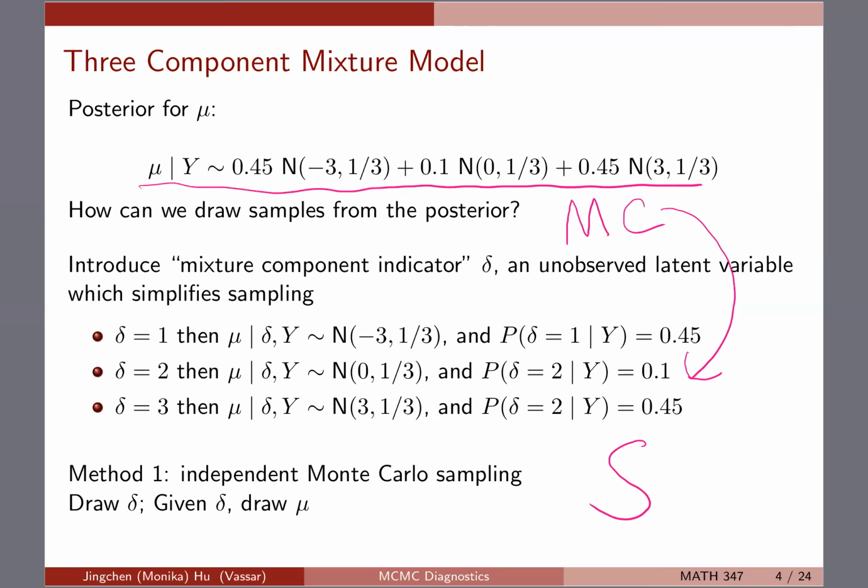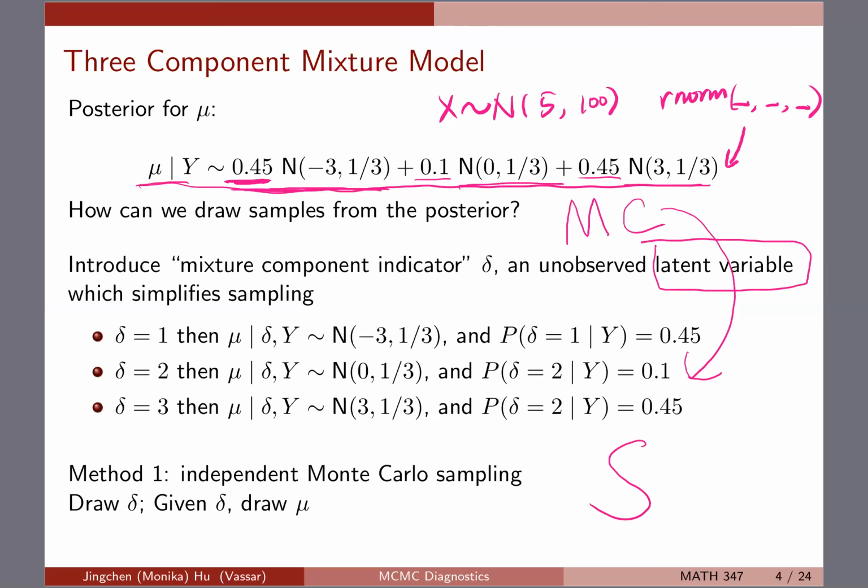Say back then, you might have sampled from a normal with mean 5 and standard deviation 100, then what you do is just use rnorm and take so many samples with the mean and standard deviation, then you're good to go, right? That's what we have seen so far. This one is more complicated. It's a mixture, meaning that it can come from the first one with 45% probability, from the second one 10%, and from the third one 45%. And the way that you do it is to introduce a latent variable so that you decide which component you sample from, and then you sample from that component.